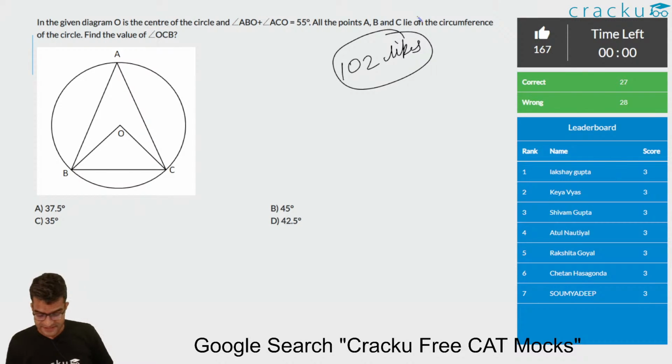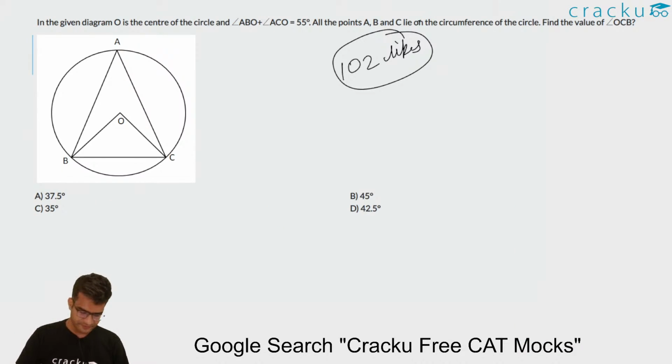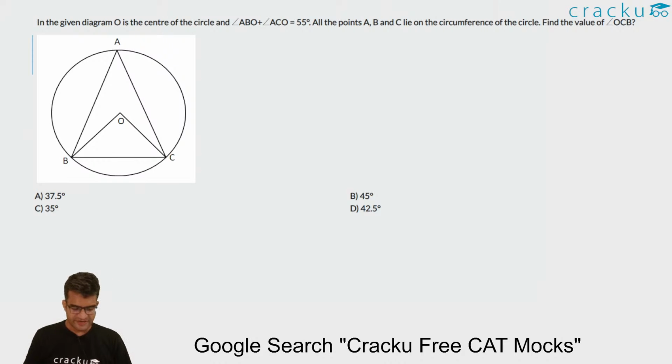Okay guys, let us try to answer this question. 27 people got it correct and 28 people got it wrong. Let us try to answer it. In the given diagram, O is the center of the circle. Angle ABO and angle ACO is equal to 55 degrees.